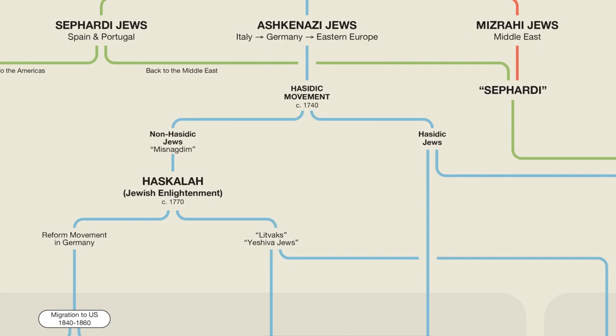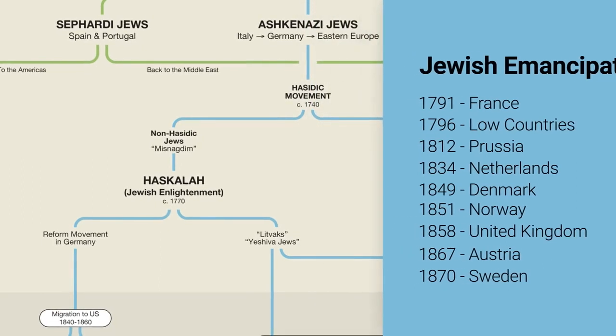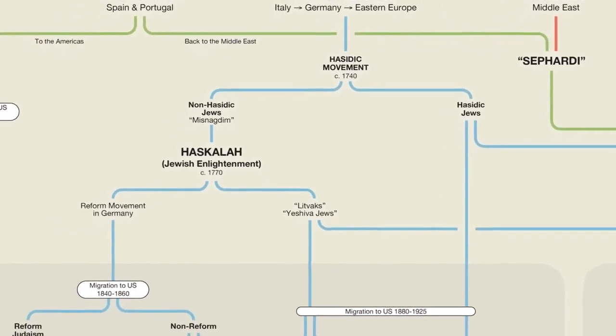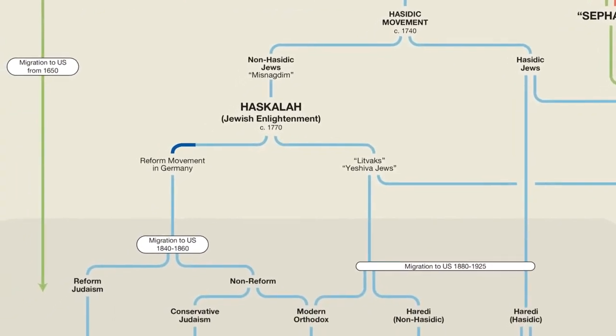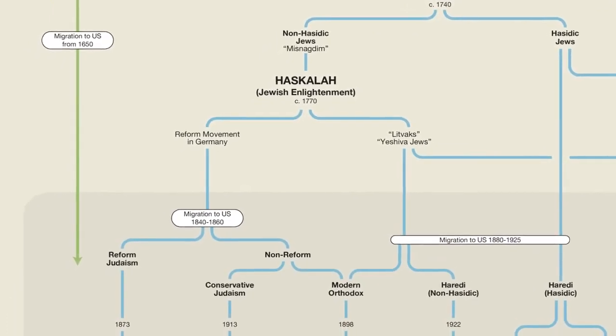But it was not all simply about new ideas. It was also about new freedoms. Around the same time as the Haskalah, Jewish emancipation was achieved throughout most of Europe, meaning that for the first time, Jews were given the same legal rights as Christians. At this point, some Jews simply became secular, whereas other Jews, particularly in Germany, sought to reform Judaism in order to bring it up to speed with what had been learned through science and textual criticism.